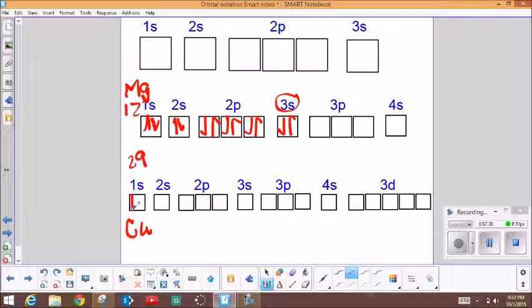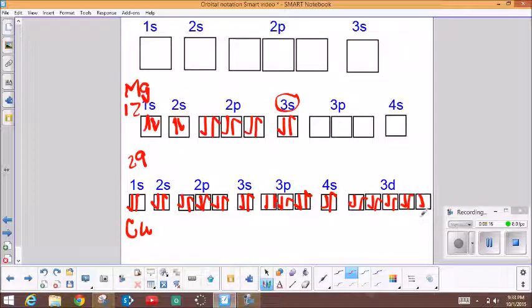So 29. 1, 2, 3, 4, 5, 6, 7, 8, 9, 10, 11, 12, 13, 14, 15, 16, 17, 18, 19, 20, 21, 22, 23, 24, 25, 26, 27, 28, and 29.